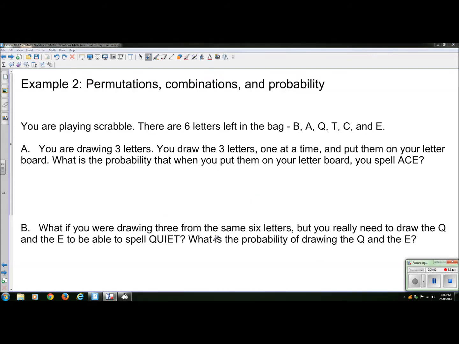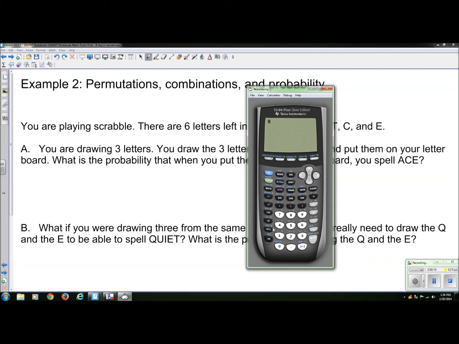Let's look at example 2, permutations, combinations, and probability. You might notice that when you go to your calculator screen, and we do various things with permutations and combinations and factorials, they're all listed under PRB, and PRB stands for probability. So why is it that these functions are listed under the probability section?